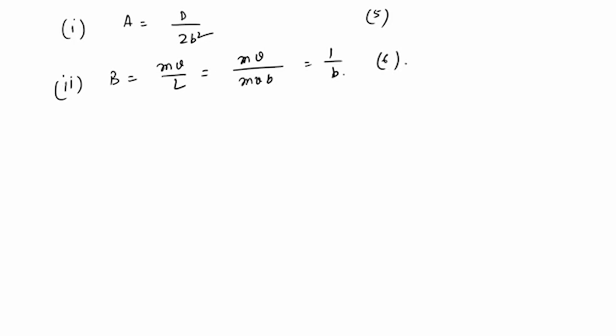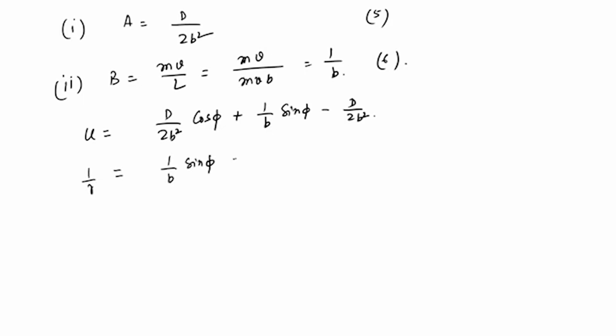that we have determined from the boundary conditions there. So, if you put 5 and 6, we get u equal to d over 2 b square cosine of phi plus 1 over b sine phi, minus d by 2 b square. And then going back to our very own r variable, this is equal to 1 over b sine phi plus d over 2 b square, cosine phi minus 1, and that is equation 7, and that is the equation of the orbit.